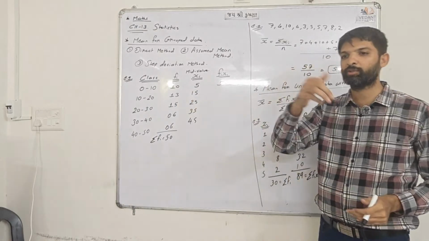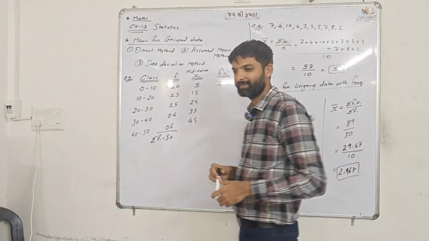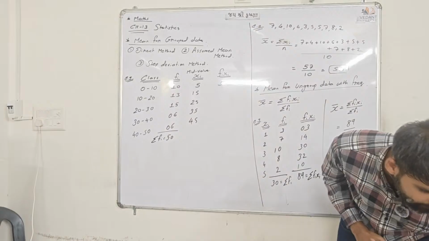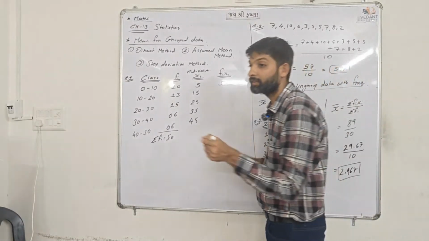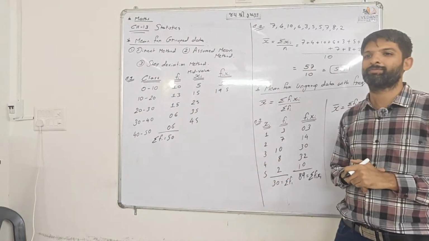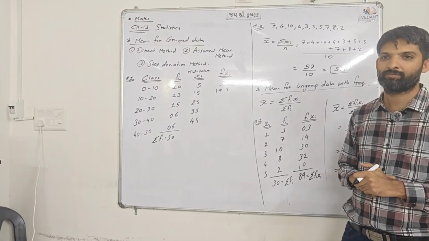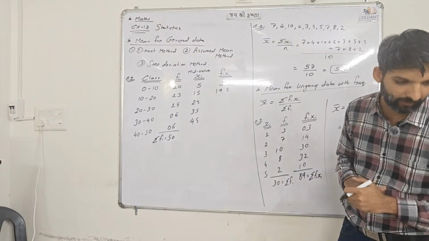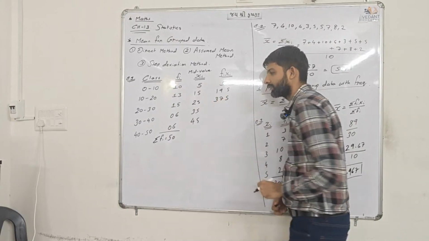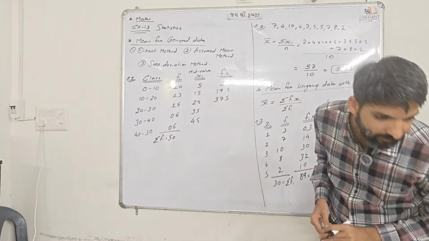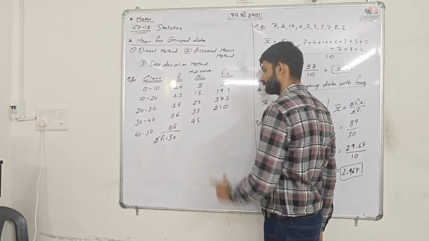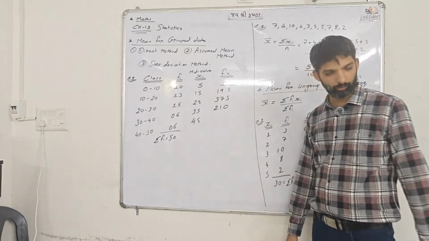13 into 15 is 195, correct. 25 into 15 is 375. 35 into 6 is 210. And 45 into 6 is 270.